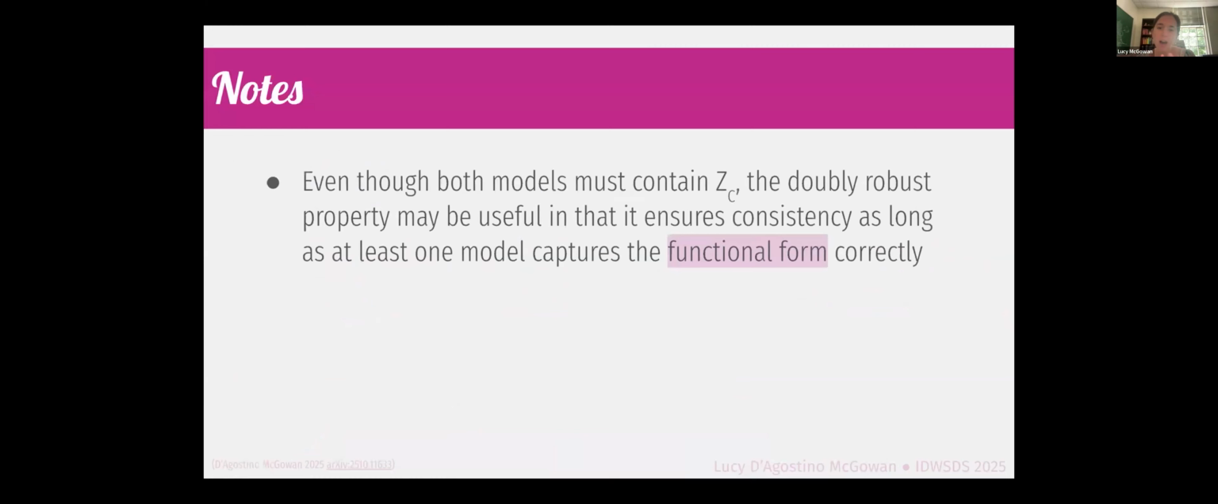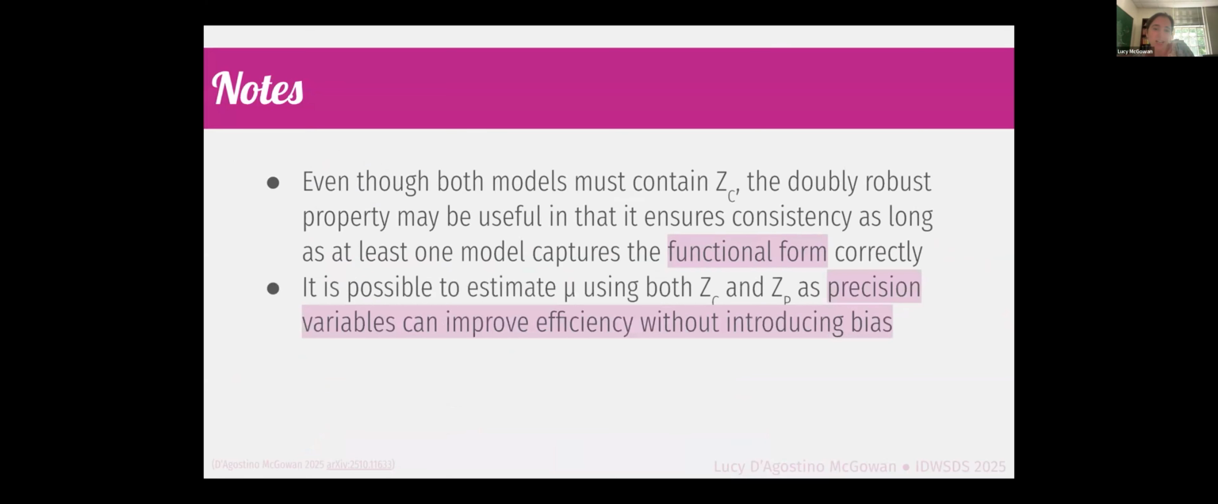So even though both models need to contain this ZC, these confounders, to be right, the doubly robust property can be useful in the sense that it ensures consistency as long as at least one of the models captures the functional form. So maybe you have a better understanding of how these confounders are related to the outcome, in which case it would help that you can use that piece as well.